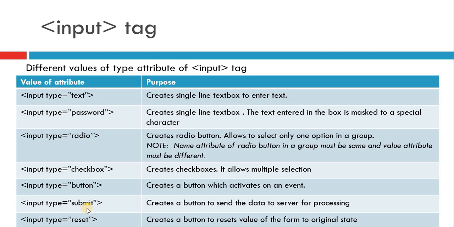Next, input type equal to submit. This is also going to create a button and send the data to the server for processing. And the last one is input type equal to reset. It is going to create a button which is going to reset the values of the form to the original state. This is all about the first element that can be used in the form tag.